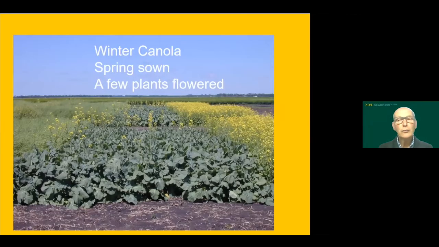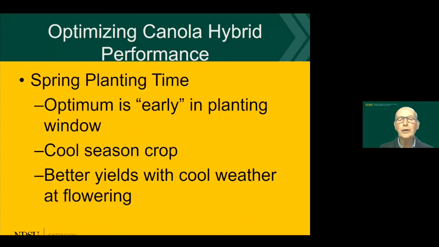Just to get everybody to understand the differences between winter and spring types, a winter type always needs some vernalization, meaning some cold temperatures. And here's a nice picture in the center of winter canola that was planted in the spring. And on the right side, you see some spring canola also planted in the spring. And you see that there's only a few heads coming out on the winter canola because it didn't get the winter coolness.